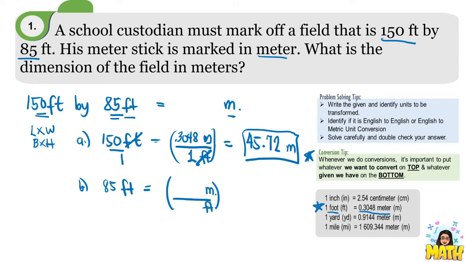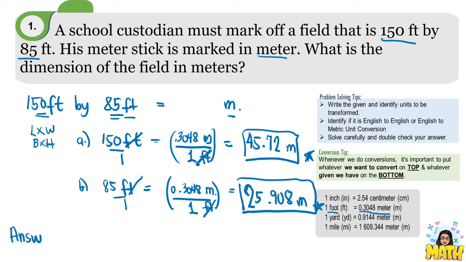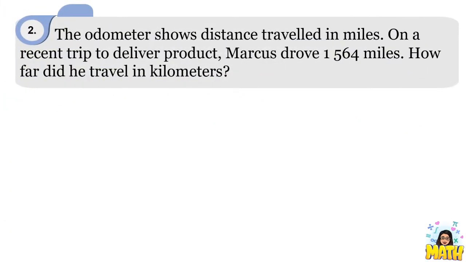And then another one, 85 feet into meters. Again, 1 foot equals 0.3048 meters. So we can cancel this and multiply 85 times 0.3048. That will give us 25.908 meters. To finally answer our problem, the dimension of the field is 45.72 meters by 25.908 meters.